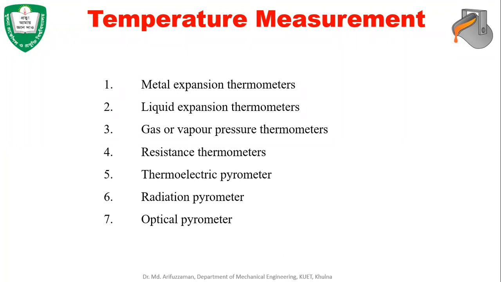All these things have different applications, and basically the first three measurements are very conventional: the metal expansion, liquid expansion, gas vapor pressure thermometers. And the other ones, from 4 to 7, are kind of advanced technology and give accurate results.